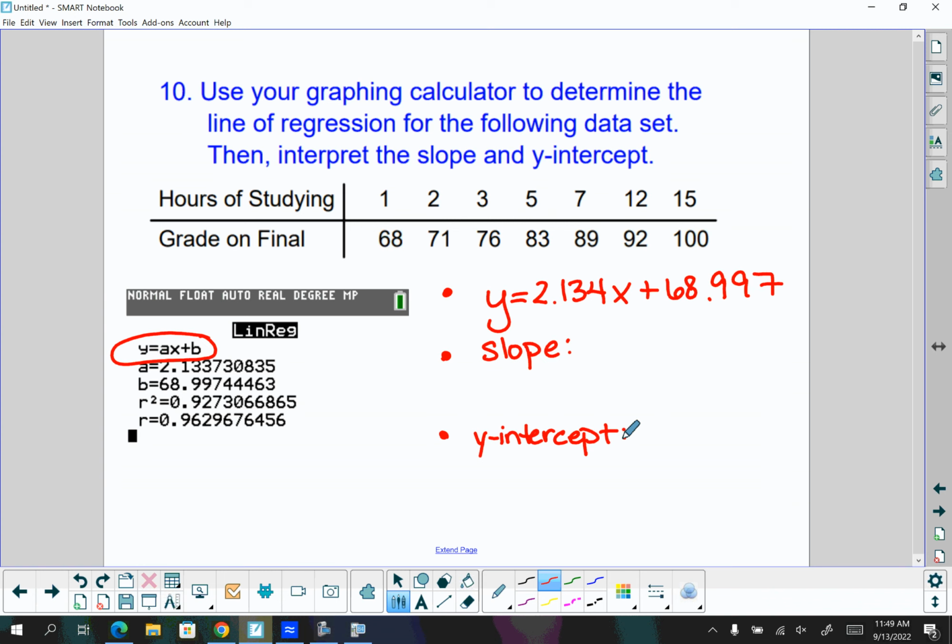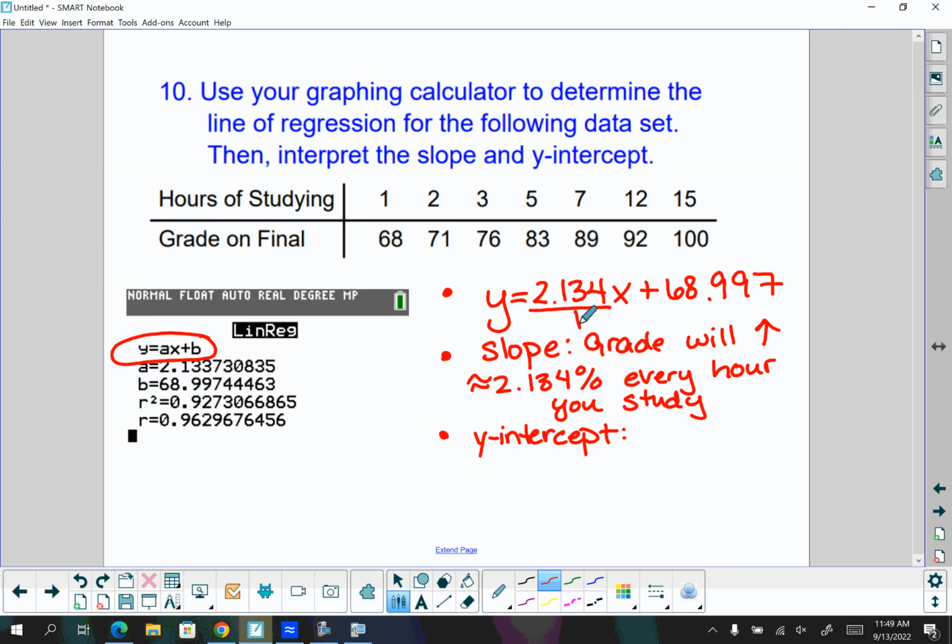Grade. Yeah. Your grade will increase about 2.134% every hour you study. That's what that's telling us. Think of it like 2.134 over 1, right? It's a change in my y's. Changes in my y's are the grades on the final, over my change in the x's, which are how many hours I studied.